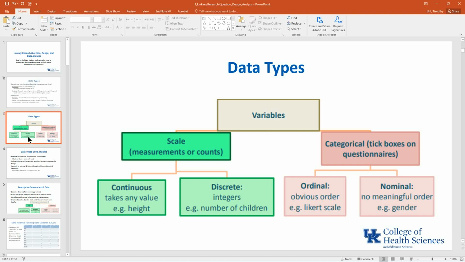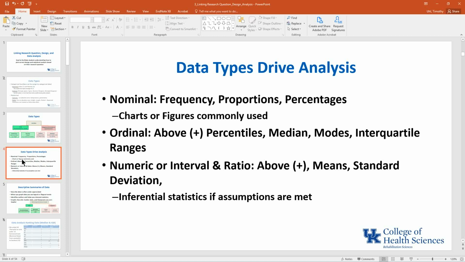But specifically, continuous and discrete, or numeric data, is what I've been focusing on. Dr. Fleischer is going to talk about ordinal and nominal data. But with these numbers, before we run statistics on them, we need to make sure that the assumptions that need to be met are actually met. That's the focus and the issue that we want to make sure you understand.